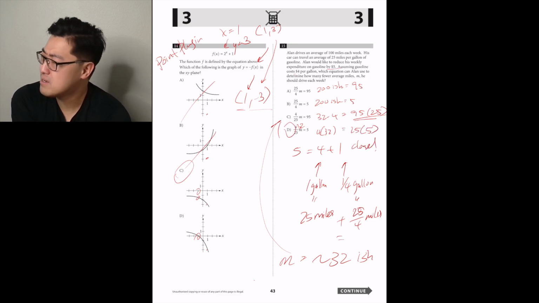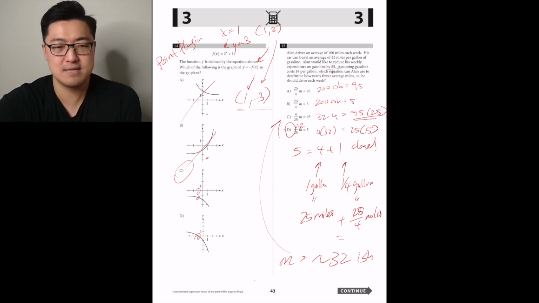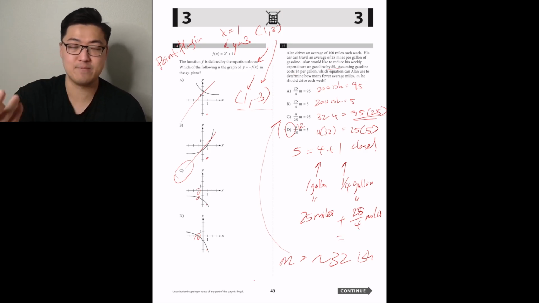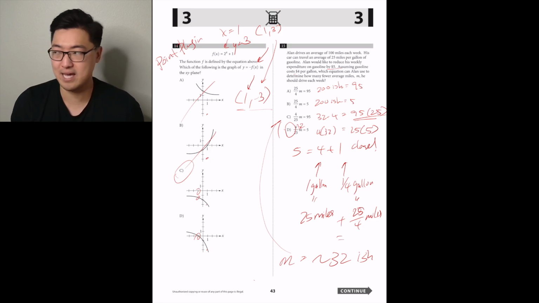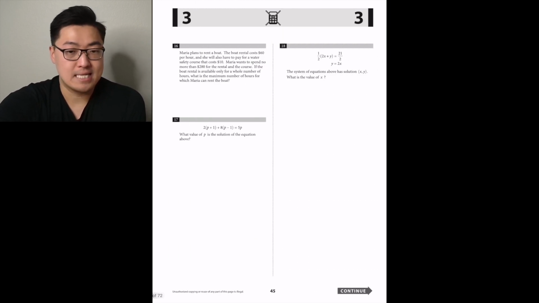Wait, 32. Oh, it's like 128, I think, or it's close to 125. It's the closest one, so I'm going to go ahead and say D. The reason why it doesn't match exactly is because I rounded up when I was trying to figure out the miles. I didn't want to deal with 31 point something. But yeah, it's the closest, so I'm willing to bet that that's the right answer.